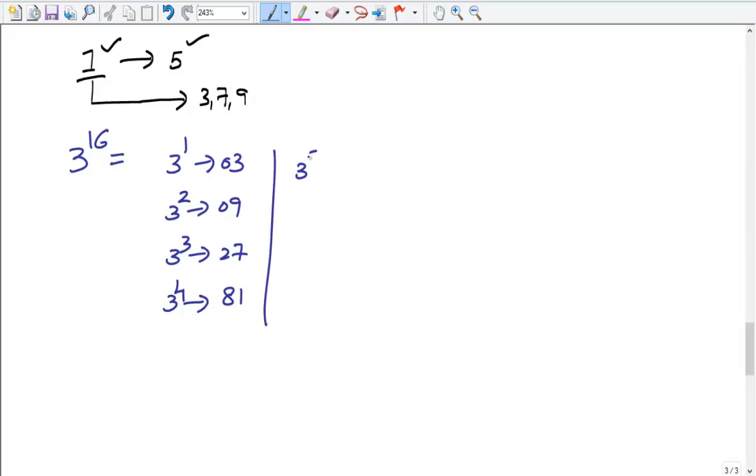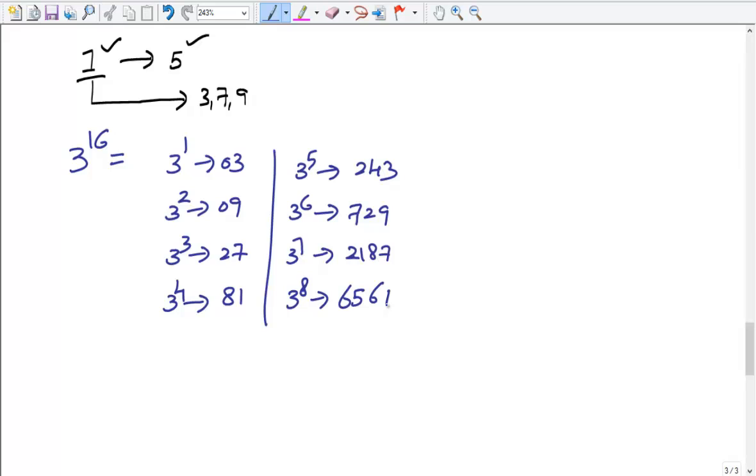Now 3 power 5 ends with 243. 3 power 6 ends with 729. 3 power 7 ends with 2187. 3 power 8 ends with 6561. Now if you observe all these numbers, the last two digits are 03, 09, 27, 81, 43, 29, 87, 61. Well, they're not matching.